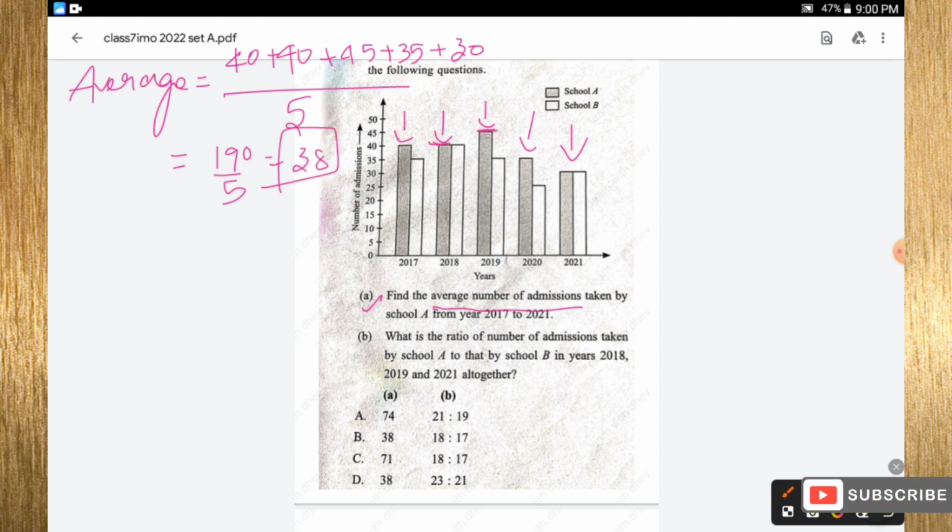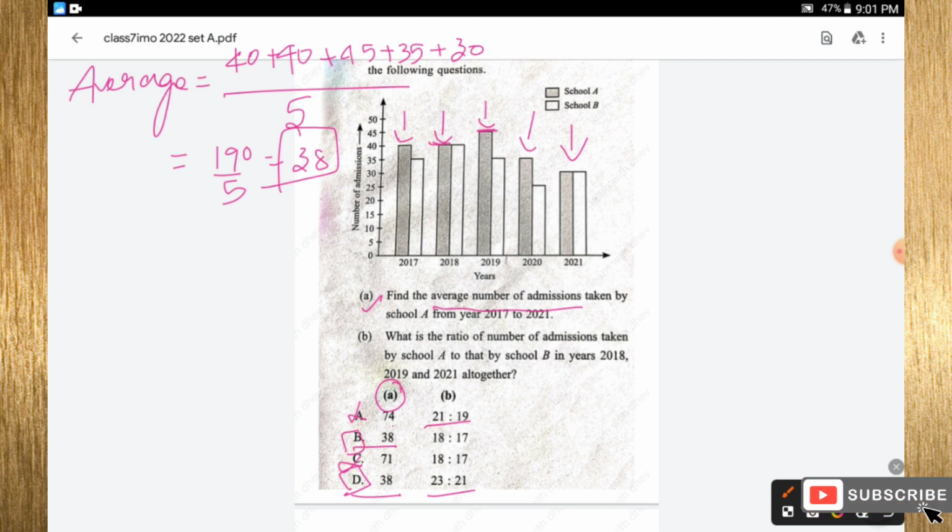So just move on to the options. Then check which option holds the right answer for subdivision A. Yes, options B and D hold the right answer, which means options A and C are both wrong. No need to check those. So either B or D could be your correct answer. Then we will solve the second subdivision.